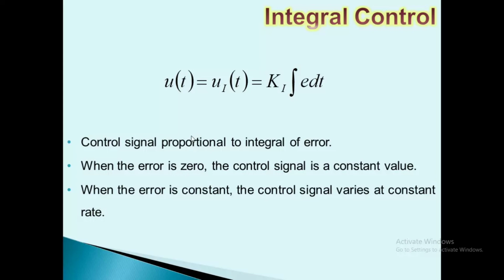Again, I repeat: for proportional control, your control action u is directly proportional to error. For derivative control, your control action u is directly proportional to derivative of error. For integral control action, which you can see on screen, it is directly proportional to integral of your error. When the error is zero, the control signal has a constant value, and when the error is constant, the control signal varies at a constant rate. Mathematically this is what is happening, and the same thing happens practically also.